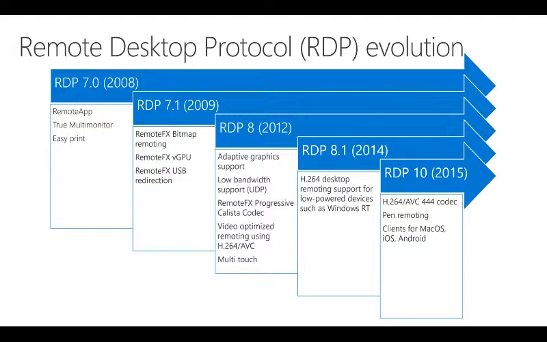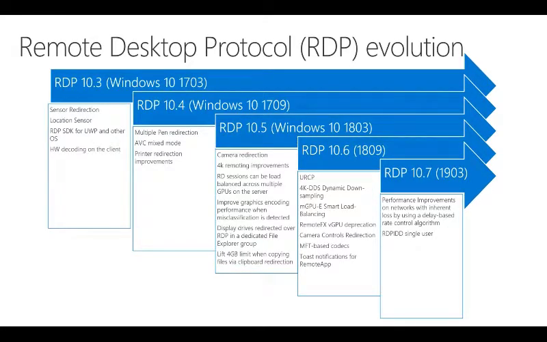8.1 added support for H.264 encoding based on the software, and in RDP 10 with Windows 10 in 2015, we added 444 chroma support for H.264, and we added pen remoting. We added clients for macOS, iOS, and Android.